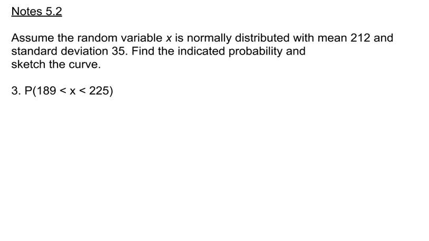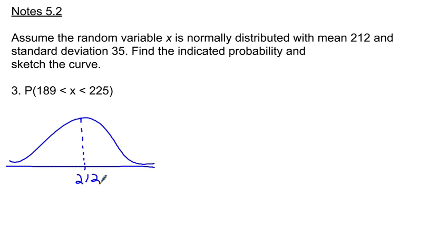On the next example, we're looking between two values. Our mean is still 212. Now we're going from 189 up to 225. So we're looking at this area in between two data values.